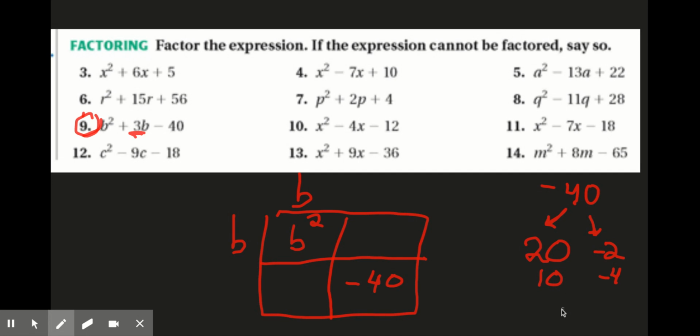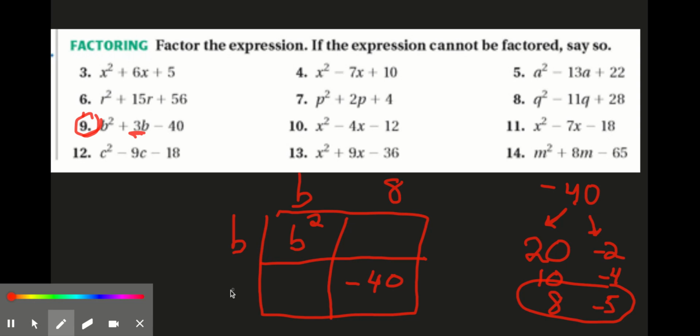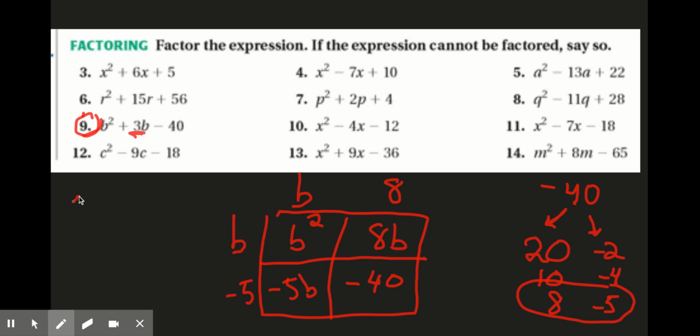What else could I do? Oh, I know. How about positive 8 and negative 5? That's my option because 8 minus 5 is positive 3. So factored form, b plus 8 times b minus 5.